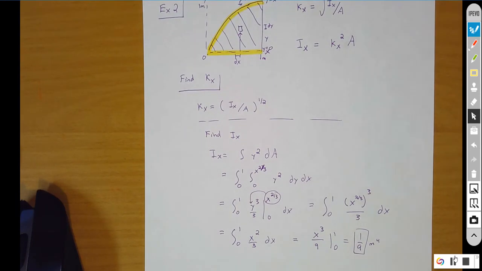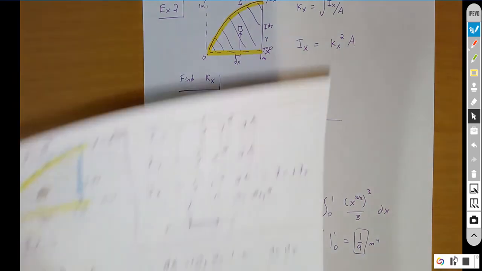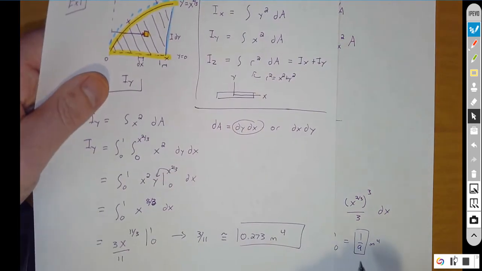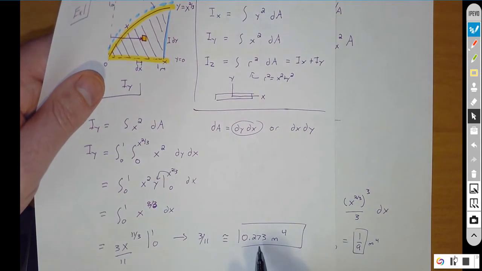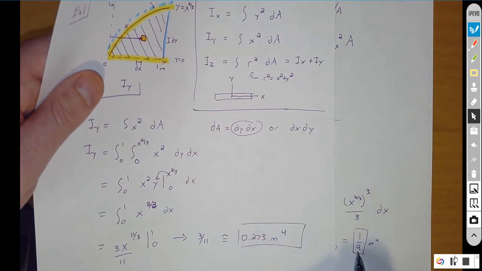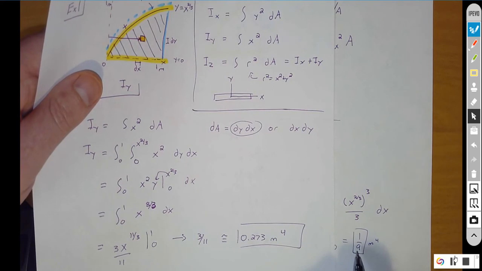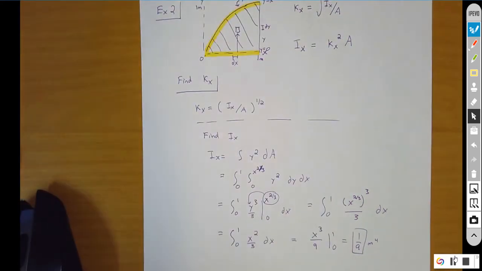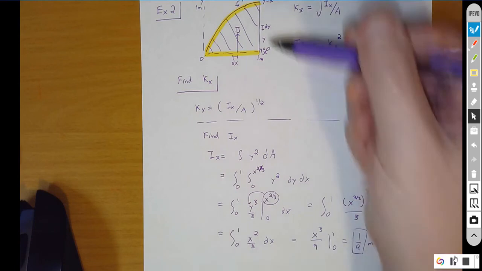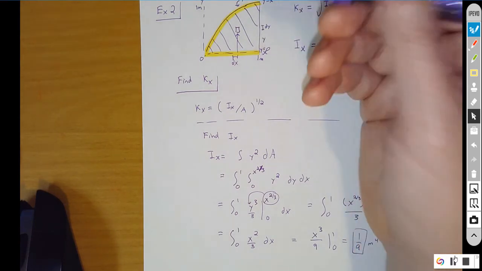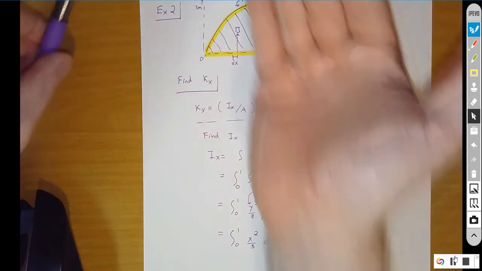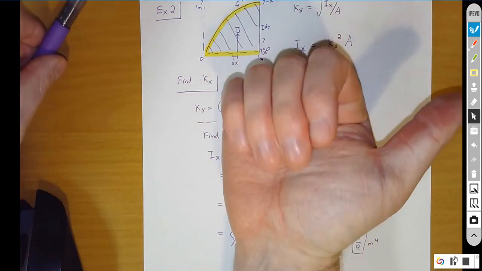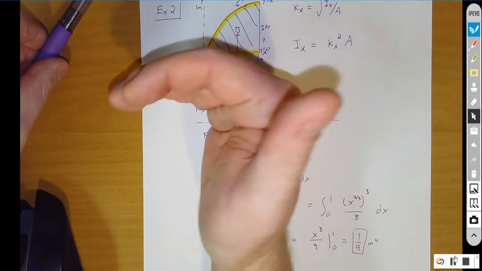So if we pause for a second and think back to what we had for our previous problem, that was 3/11. So 1/9 is like 0.1 repeating. So we have a much larger value. This is much more likely to bend about the x-axis than the y-axis, is what that means. If I was going to bend this shape, say this shape was extruded, it would bend much easier about this x-axis. So kind of like this bending versus this bending.